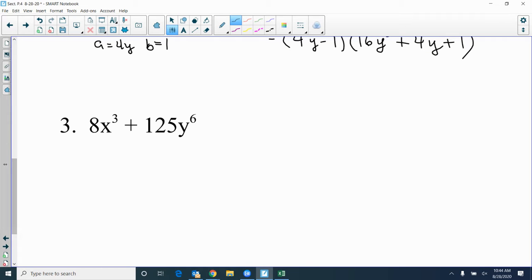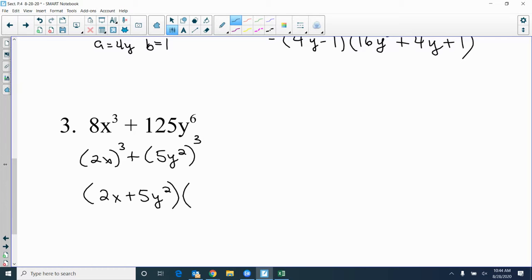Now, when you're looking at this here, this is 2x to the third power, and then this will be 5y squared to the third power. You gotta make that 5y squared. So a, everywhere there's the a, you put 2x, 5y squared goes in the second spot. So it's gonna be 2x plus 5y squared.